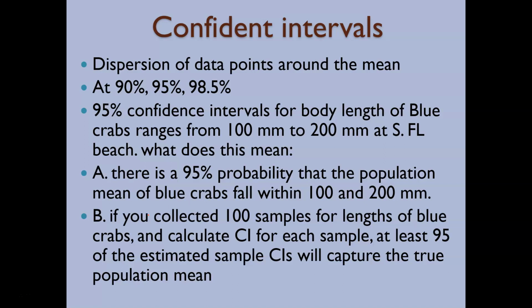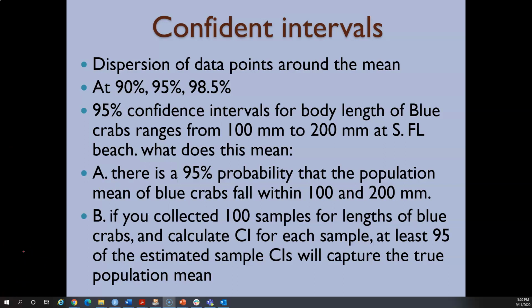But you cannot do that for every crab in southern Florida. So you take a sample, right? The correct way to interpret that is, if you collected 100 samples of blue crabs and measured the body lengths of all of those 100 crabs, then 95% of those crabs, or 95 crabs you capture, will fall within 100 and 200. That's what that confidence interval actually means.